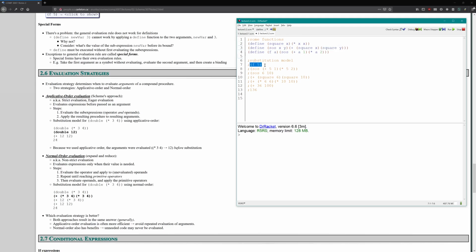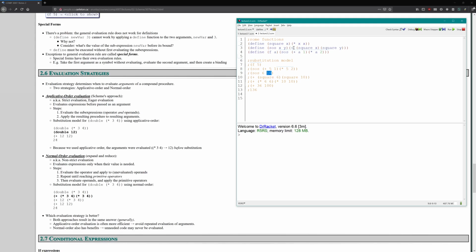Okay, so we saw the substitution model, which follows the general rule, or now we can call it applicative order evaluation. We pass in 5 into f, so we do that substitution. So we have the body of f, where a has the value 5, and then before we can apply this sum of squares procedure to its arguments, we need the values of those other sub-expressions. So we get plus 5, 1 becomes 6, times 5, 2 becomes 10.